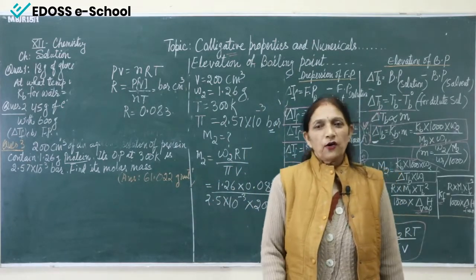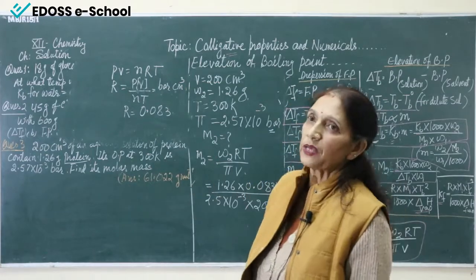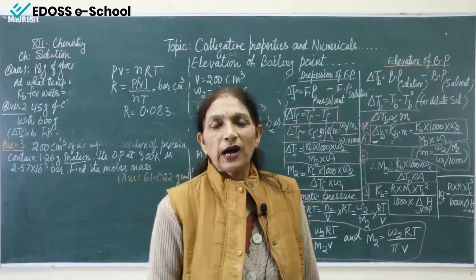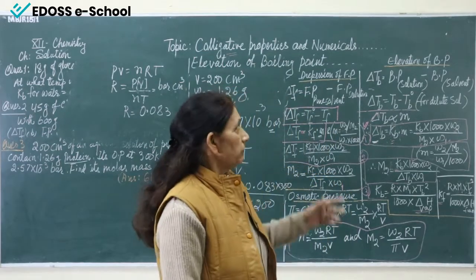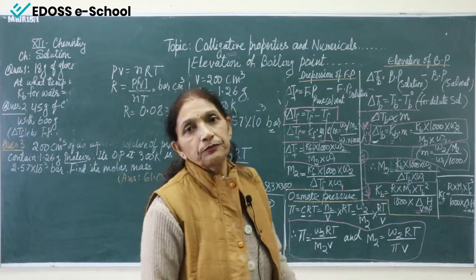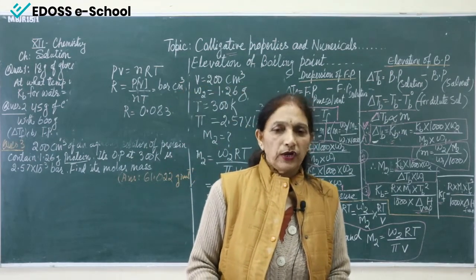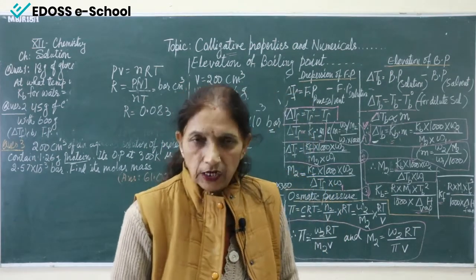So these are all the 4 types: 3 types I have given here and 1 type I have already given in the previous video. You can watch that video also for our first colligative property. So I think that each and every numerical is now clear to you.